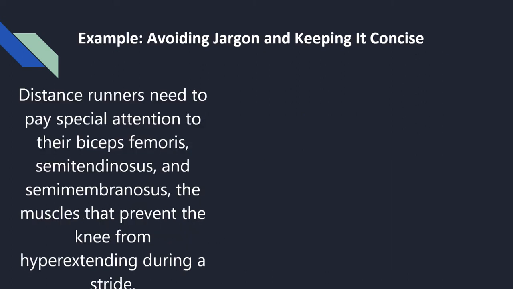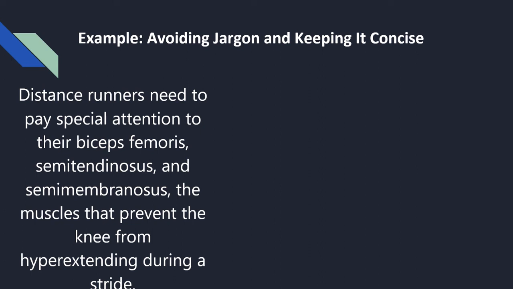Let's jump into our example. This statement might go alongside a video describing useful strength training exercises for distance runners. Distance runners need to pay special attention to their biceps femoris, semitendinosus, and semimembranosus, the muscles that prevent the knee from hyperextending during a stride. This statement uses a couple of very discipline-specific words, things that people who have studied personal training, physical therapy, or medicine might be most familiar with. It also describes something called hyperextension of the knee, but doesn't really tell us anything more about that.